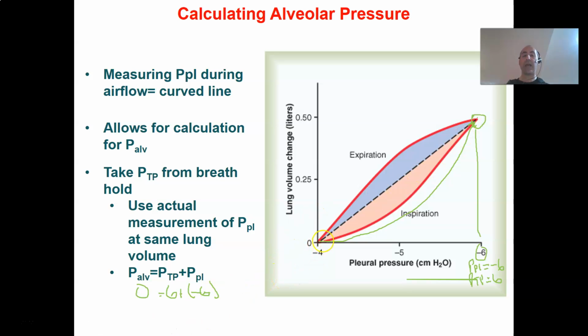You could do the exact same thing here at the beginning. At the beginning of a breath, you can say that your pleural pressure is -4. Because you're not moving any air, that must mean that transpulmonary pressure, equal and opposite, is 4. And then you can calculate alveolar pressure as being 0.